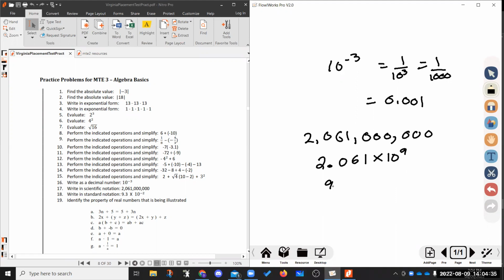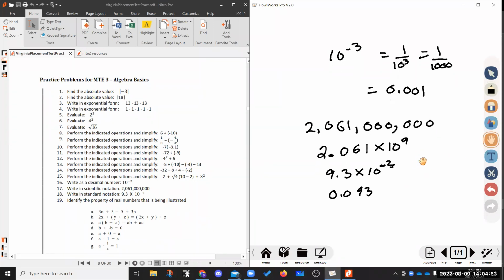Now we're going to take something that's written in scientific notation, 9 3/10 times 10 to the -2nd. We're going to move that decimal place to the left 2 place values, and we get 93 thousandths.